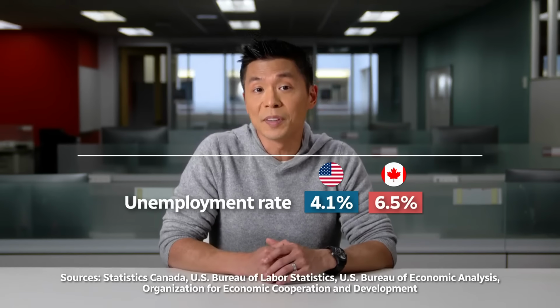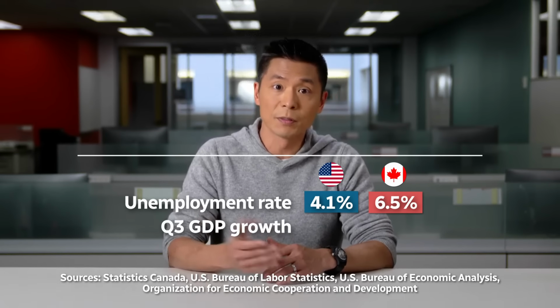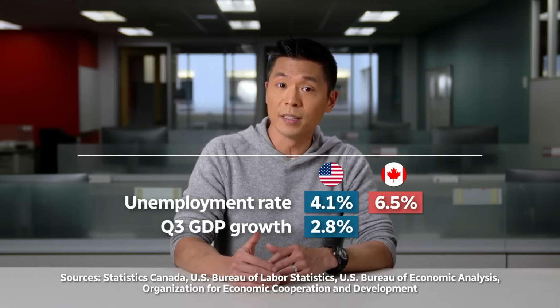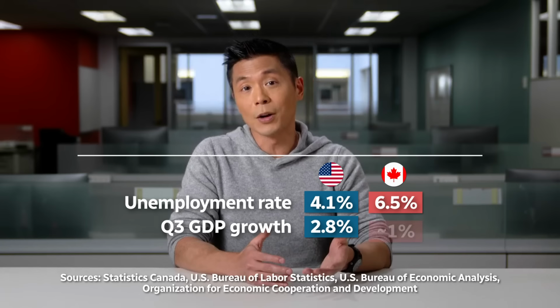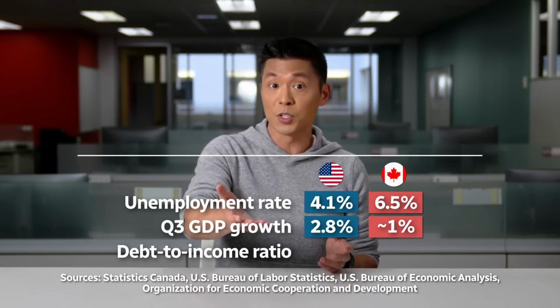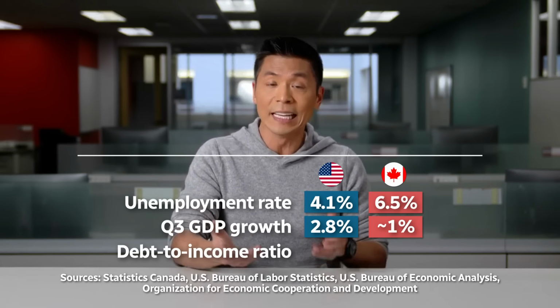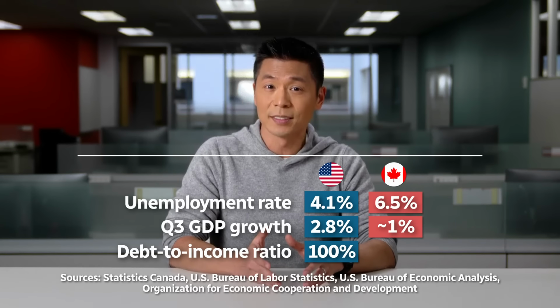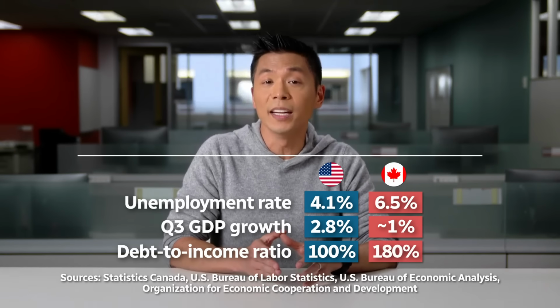Now it's 6.5%. GDP growth last quarter was close to 3% in the US. In Canada, it was around 1%. And the debt-to-income ratio in the United States, that's how much of your gross monthly income goes to paying debt, is around 100%. In Canada, it's 180%. Yes, that means more debt than income. You get the point. Economy's unequal.